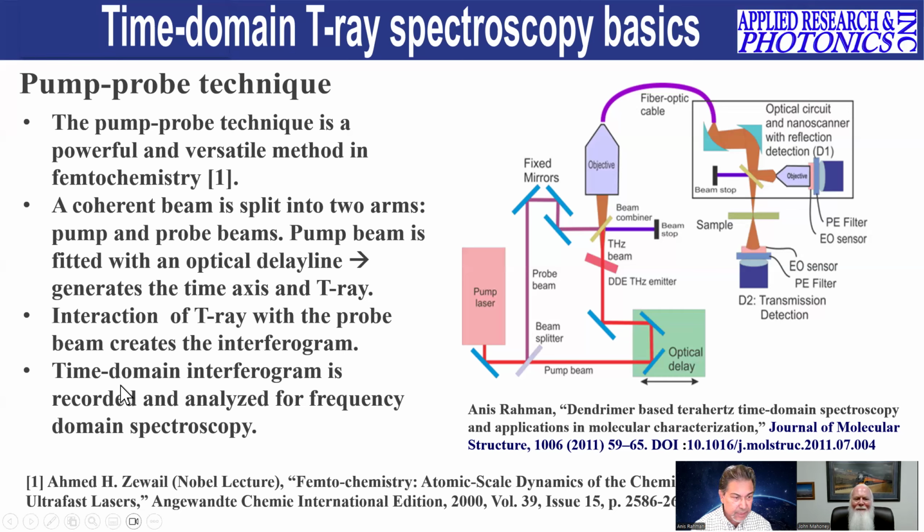So basically, this time domain interferogram is recorded, and then Joseph Fourier, one of the smartest mathematicians in history, his technique is utilized to convert the time domain signal into a frequency domain signal.